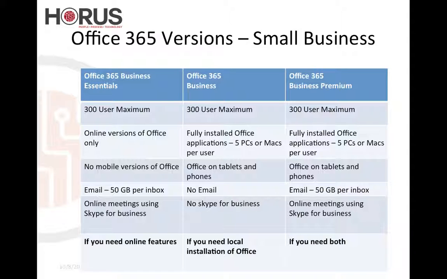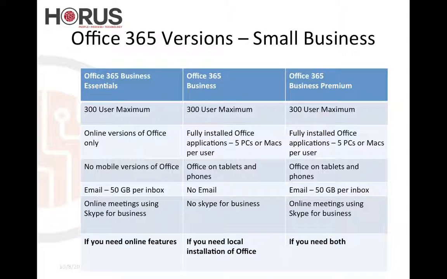But with Office 365 Business and Office 365 Business Premium, you get fully installed Office applications for 5 PCs or Macs per user. And there is no mobile version of Office, again, for Office 365 Business Essentials, but there are mobile versions of Office available for tablets and phones with Office 365 Business and Office 365 Business Premium.